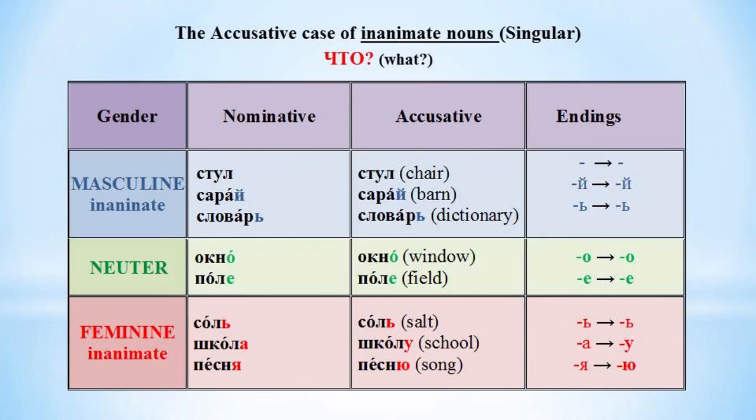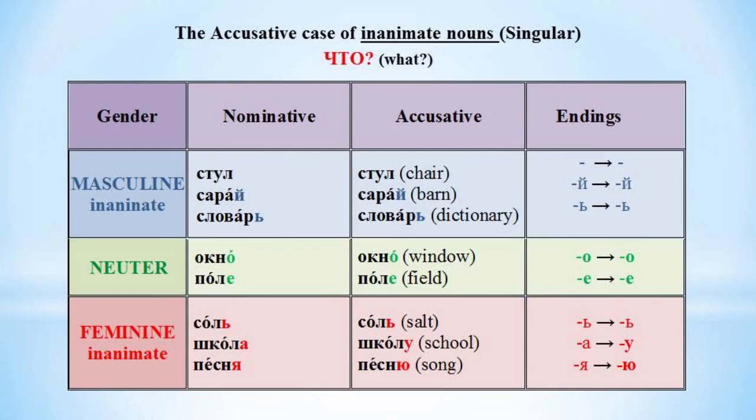And the same thing happens with feminine inanimate nouns with a soft sign at the end, like соль, for example. But if feminine nouns end with letters а or я, then the accusative case form will be changed. So if feminine nouns end with letter а, then to make this noun accusative, we have to remove letter а, and instead of letter а, we will put letter у. So it was школа in nominative, but in the accusative it will be школу.